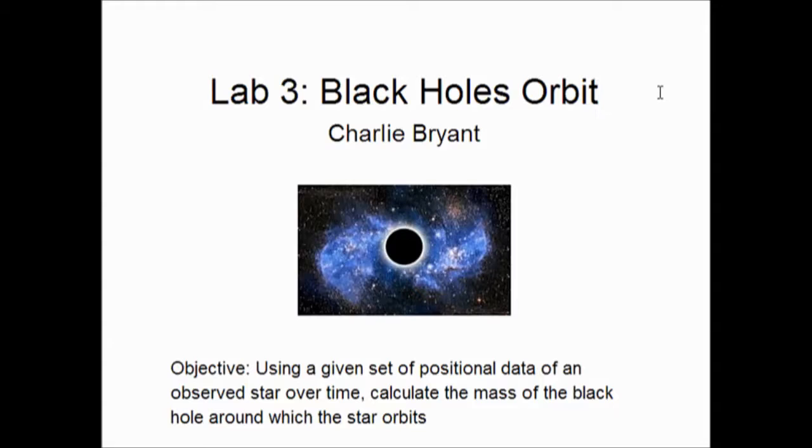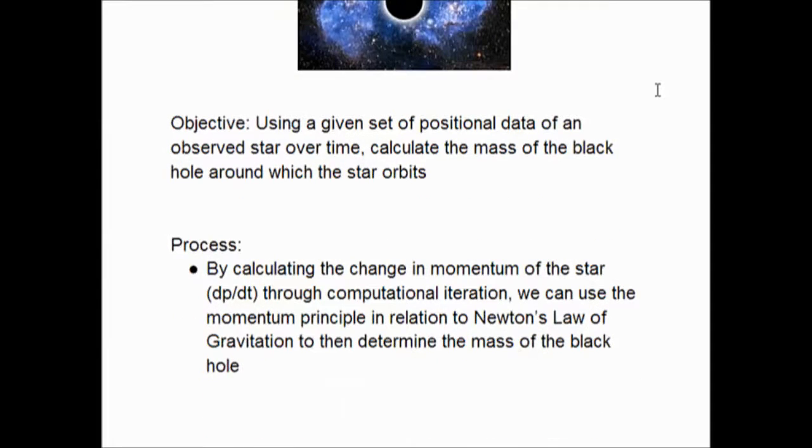Our objective is, using a given set of positional data of an observed star over time, to calculate the mass of the black hole around which the star orbits. Our process: by calculating the change in momentum of the star, dp/dt, through computational iteration, we can use the momentum principle in relation to Newton's law of gravitation to then determine the mass of the black hole.